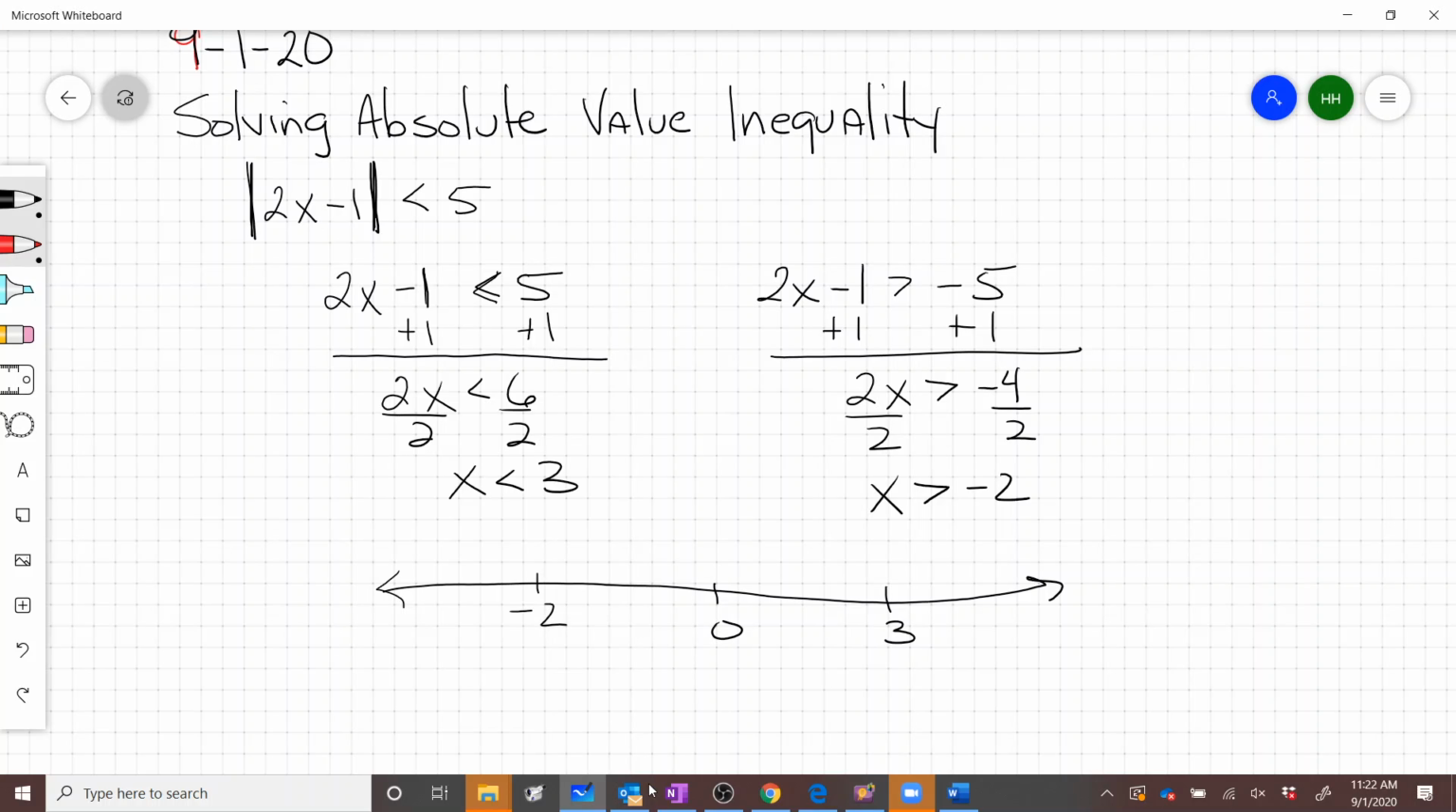And now let's graph this one first. We're going to graph less than 3. So we're open on the 3, and we're going this way. We are greater than the negative 2, so we're open on the negative 2 and we're going this way. So anything between negative 2 and positive 3 are solutions to that absolute value inequality.